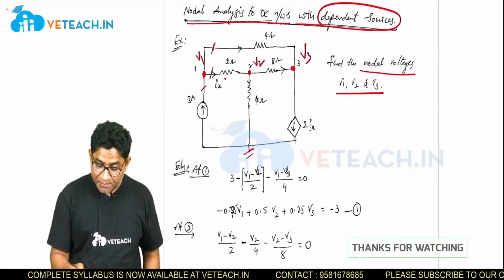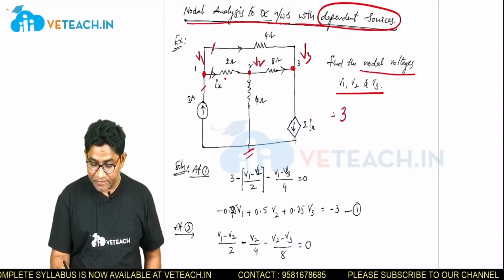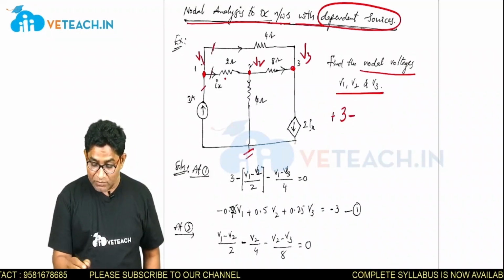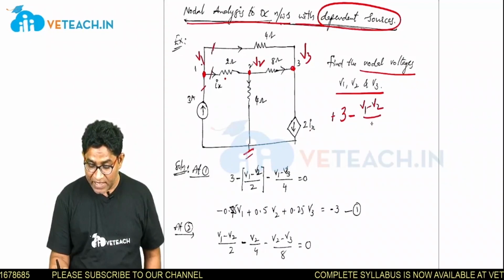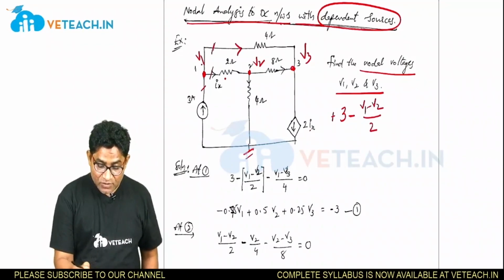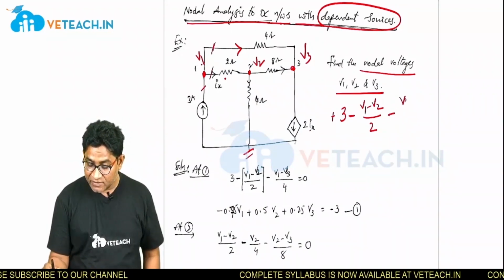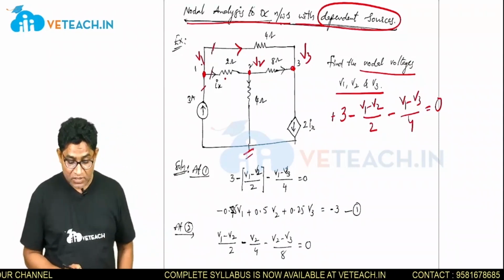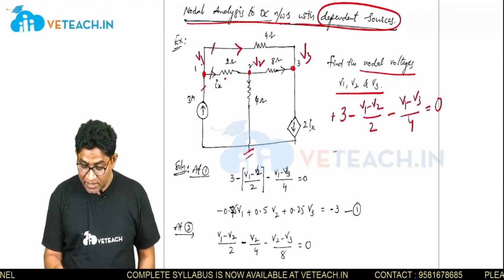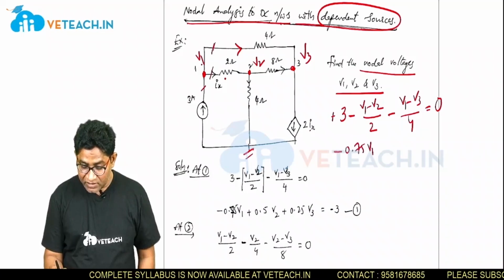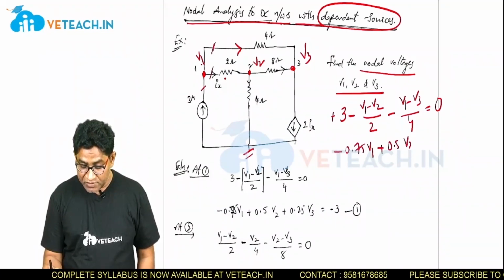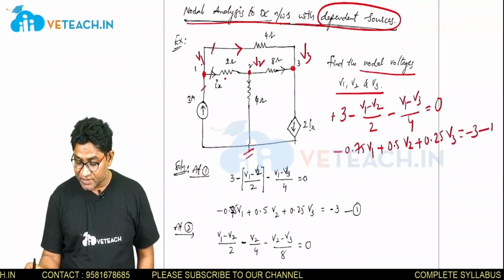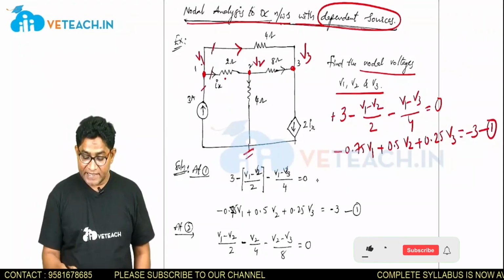So what is this current? 3 amperes is entering, so plus 3. Then this current is leaving, so minus, how much it is? V1 minus V2 by 2. Then this current is also leaving, which is V1 minus V3 by 4 is equal to 0. So let us simplify this. So this will become minus 0.75 V1 plus 0.5 V2 plus 0.25 V3 is equal to minus 3. Equation number 1, right?